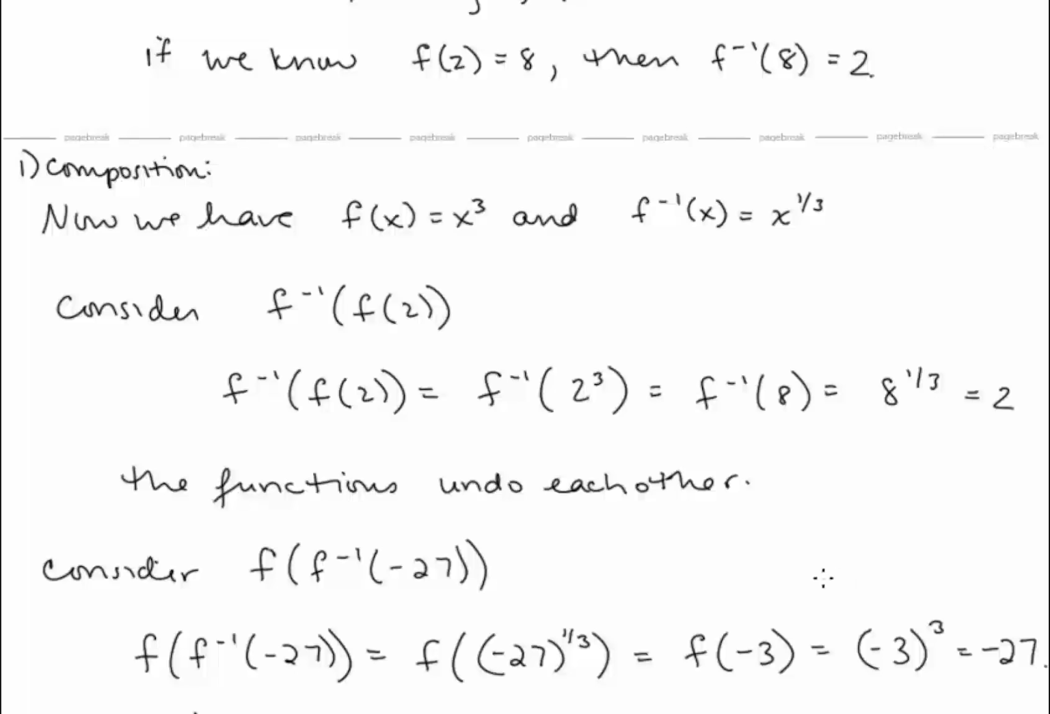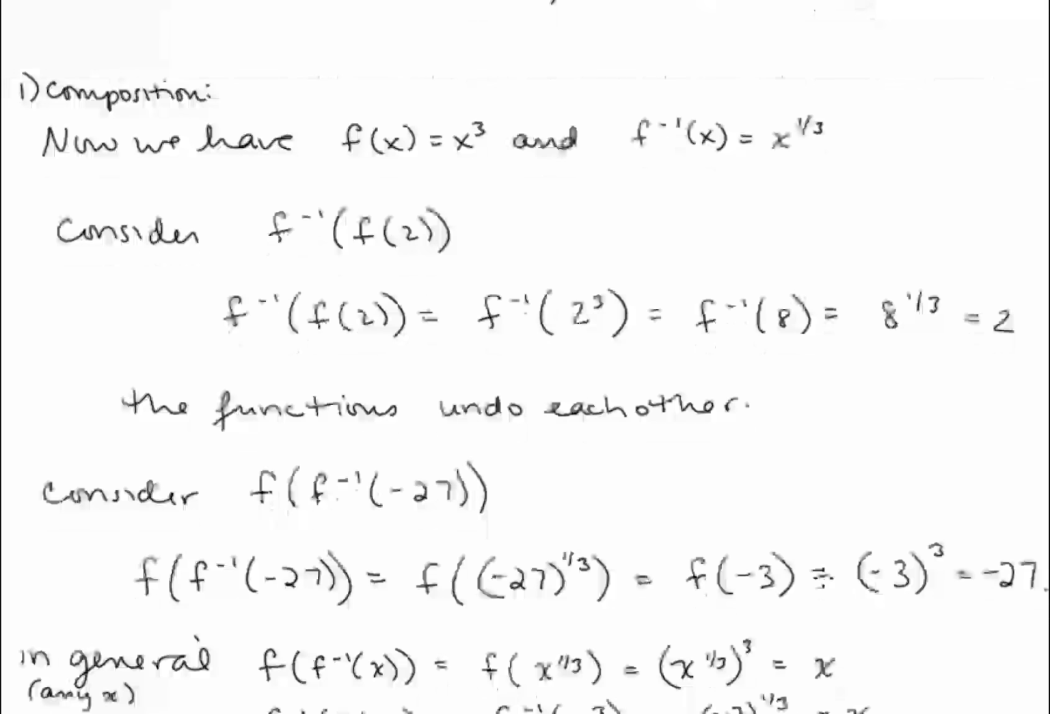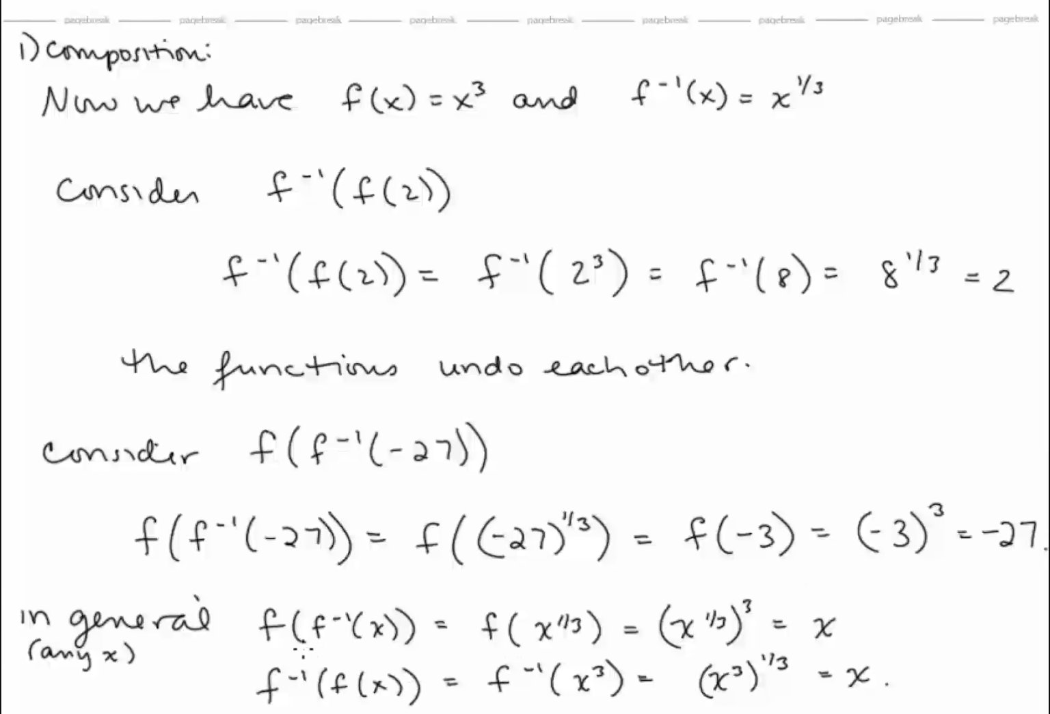And in general for these functions, for any x value, we have f of f inverse of x is equal to f of x to the 1/3. So that's x to the 1/3 taken to the 3rd power, which gives us back x. F inverse of f of x is f inverse of x to the 3rd. So that's x to the 3rd taken to the 1/3 power. Again, that gives us back x.